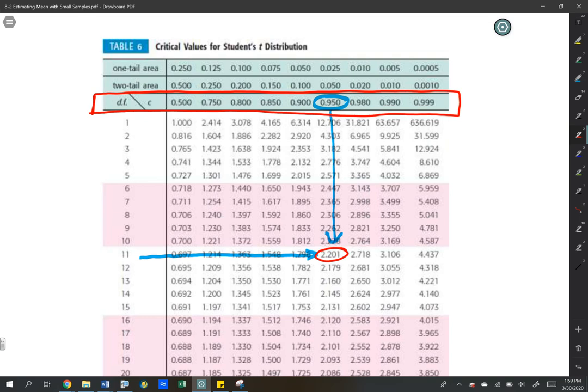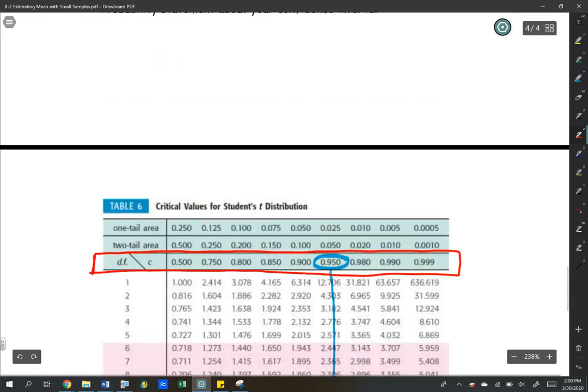We're really only going to be looking at this row of the table, depending on what percent confidence interval we're constructing, and then we're going to be picking the column for the degree of freedom. So we had 12 in our sample. The degree of freedom is 12 minus 1, so 11. And we're looking at a 95% confidence interval. So our t-score, and that's what we're getting out of this table, is 2.201.